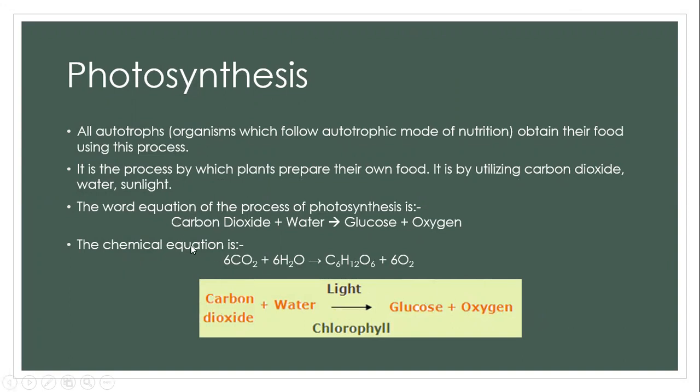So, the chemical equation is basically the same thing but in a more scientific way. As you can see, CO2 means carbon dioxide. It is basically the chemical formula for carbon dioxide. CO2, H2O is water, C6H12O6 is glucose, and O2 is oxygen. We're going to learn more about compounds and elements in another video.